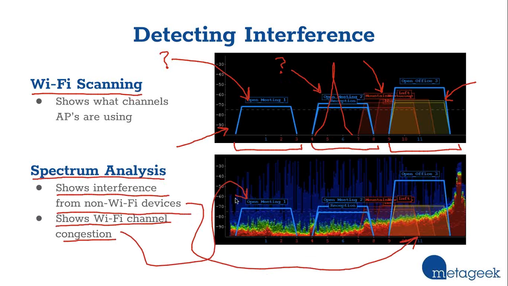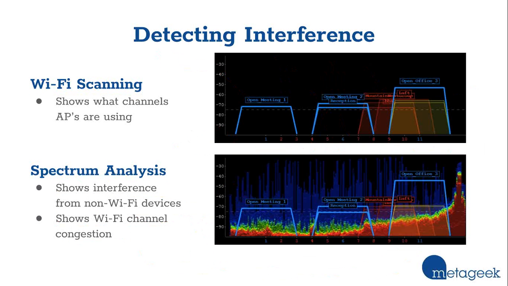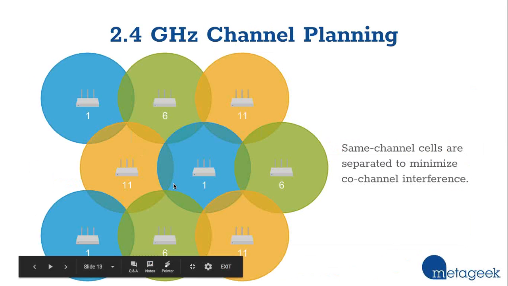We could see how often each channel is being used. If a channel is only being used 10% of the time, then we know there's a lot of capacity left on that channel. If it's being used 90% of the time, then we know that that channel is basically full.